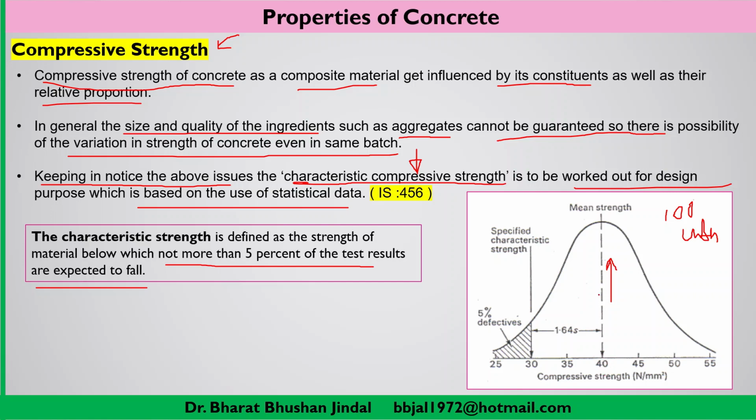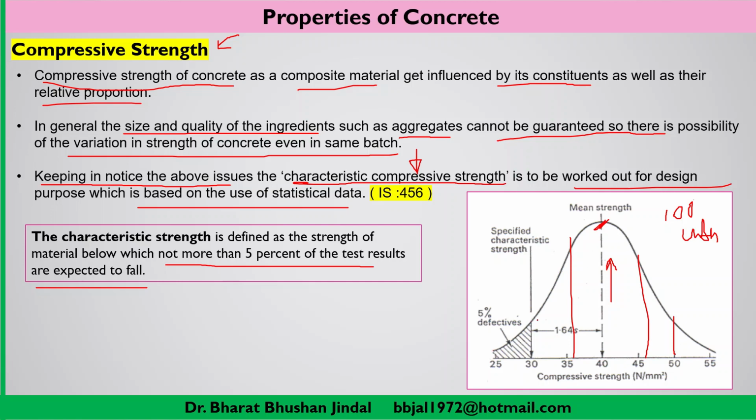And what you are able to see here is that most of the cubes are giving a strength of 40 MPa, that is 40 Newton per mm square. Some of the cubes may be giving 35, some may be giving 30 MPa, some may be giving 45 MPa, and some may be giving 50 MPa. So what we are observing here is that a bell type of curve is formed.